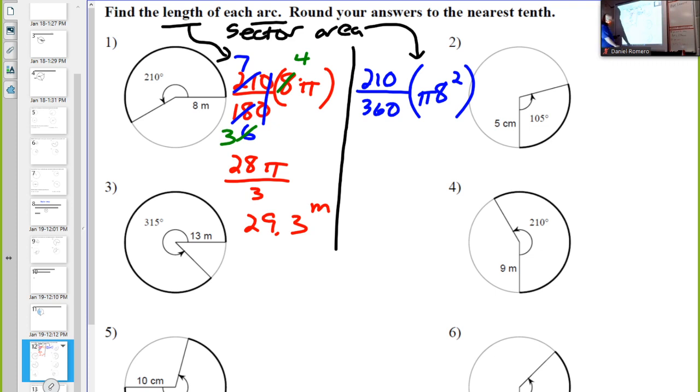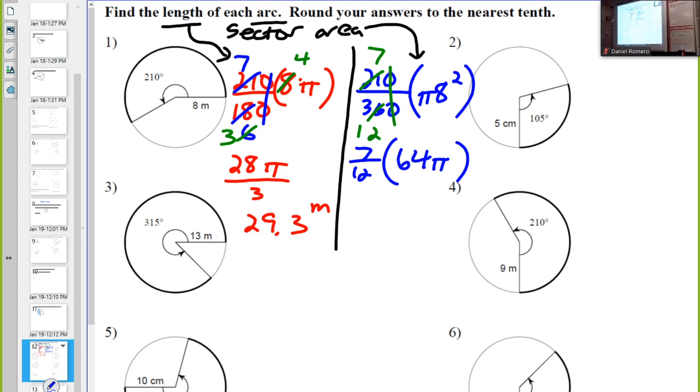All right, let's try to clean this up a little bit. I can cancel out these zeros. Can 21 and 36 be divided by 3? Good. 21 and 36 can be divided by 3. So that gives me 12. Now, I can't cancel out the 12 and the 8 yet because I need to square it. The square comes first. So let's just do 7 over 12 times 64 pi.